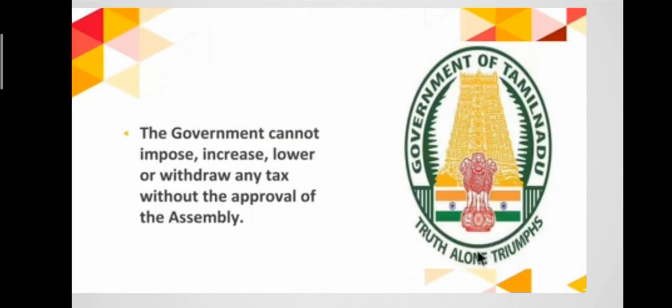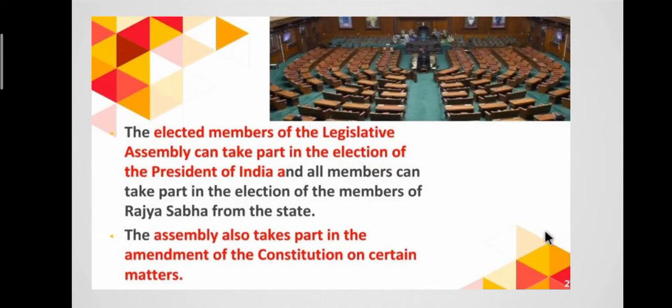Now, the government cannot impose, increase, lower or withdraw any tax without the approval of the Assembly. The elected members of the Legislative Assembly can take part in the election of the President of India, and all members can take part in the election of the members of Rajya Sabha from the state. The Assembly also takes part in the amendment of the Constitution on certain matters.